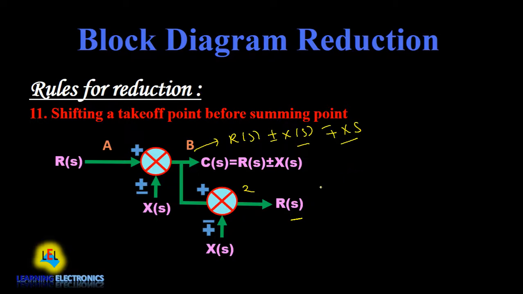So the output of this branch is not changing when we are shifting the takeoff point before the summing point. So whenever we shift the takeoff point before the summing point, a summing point is added in the branch with X(s) of opposite polarity.